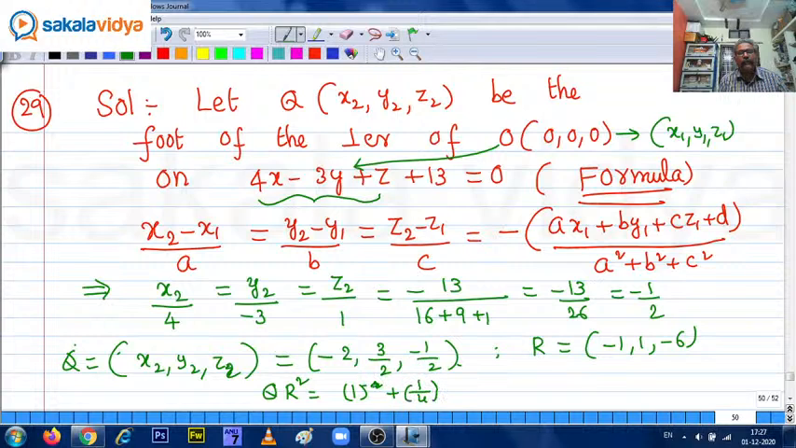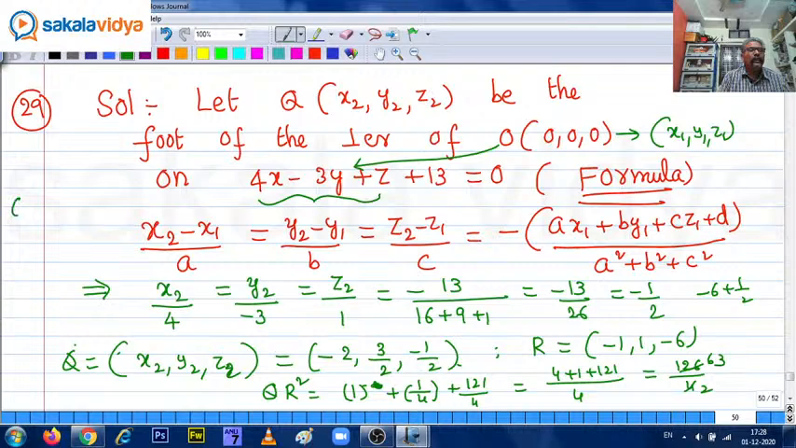This will be, directly I am writing 1, no problem. Minus 6 plus 1 by 2. This will be minus 11 by 2, 121 by 4. So 4 LCM, 4 plus 1 plus 121, this will be 126 by 4. 2 2s are 4, 2 63s are 126. Now QR is equal to square root of 63 by 2.